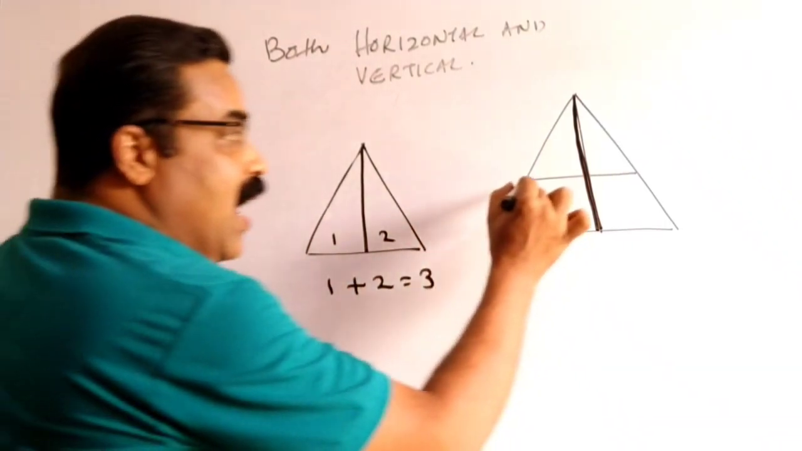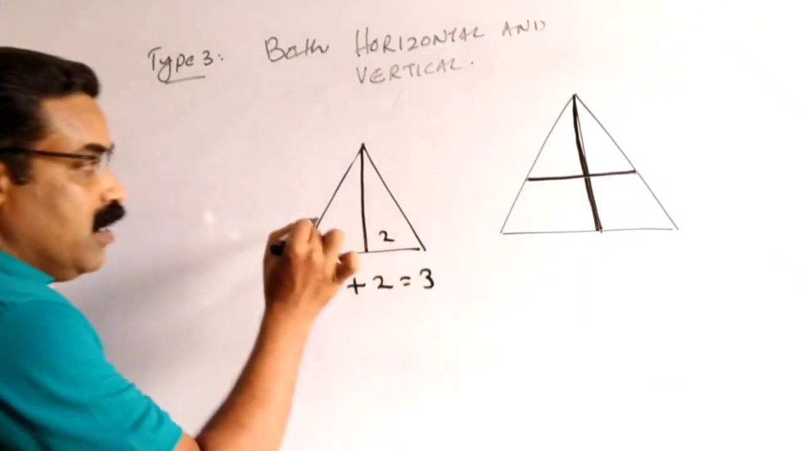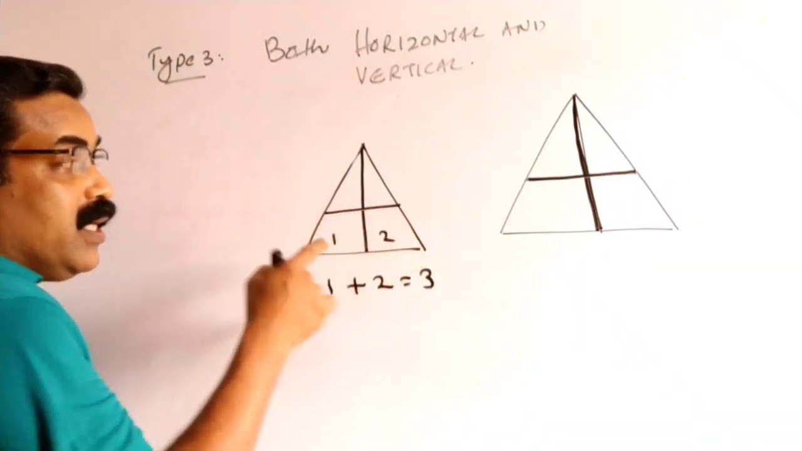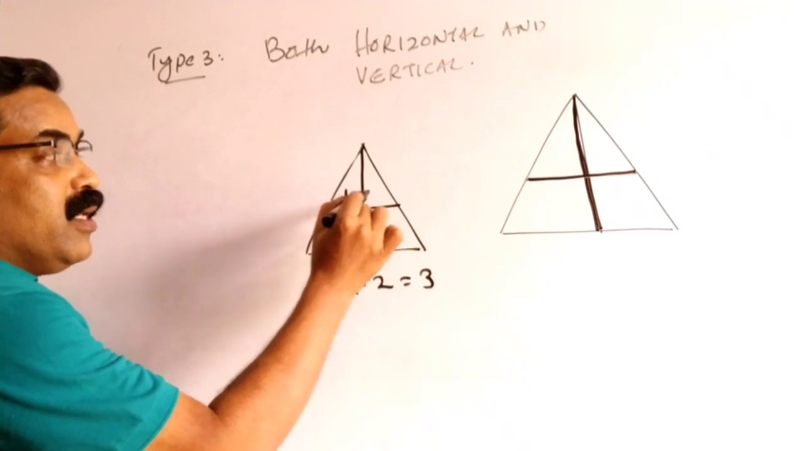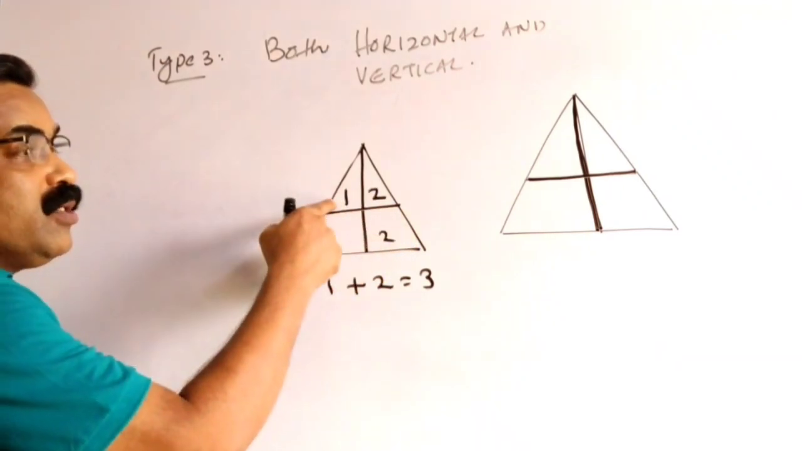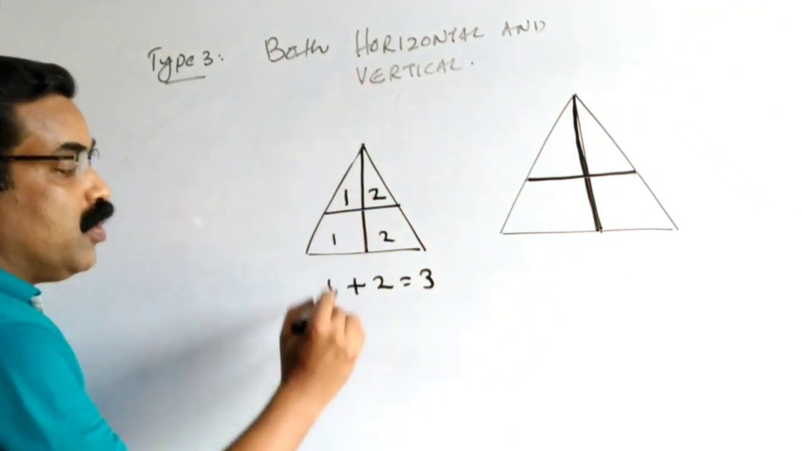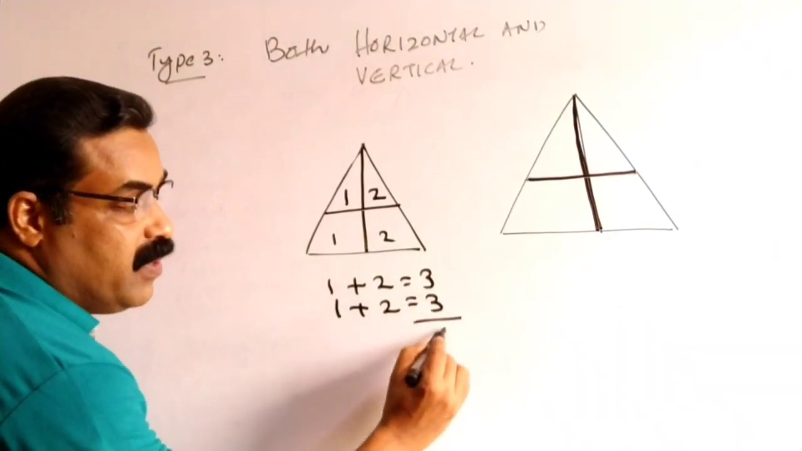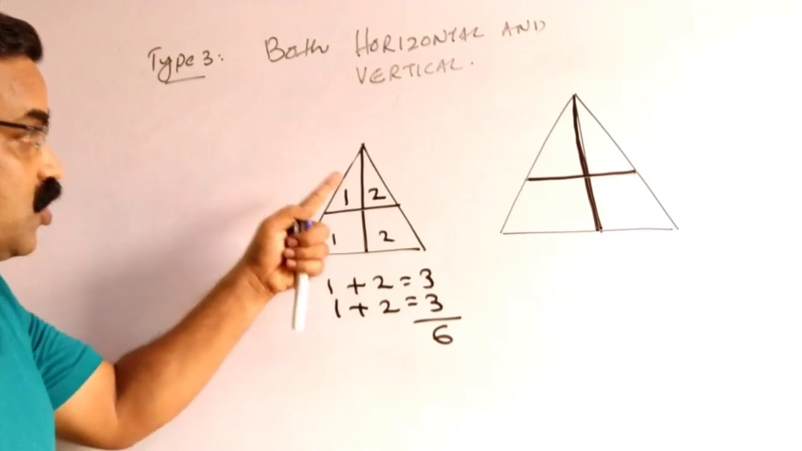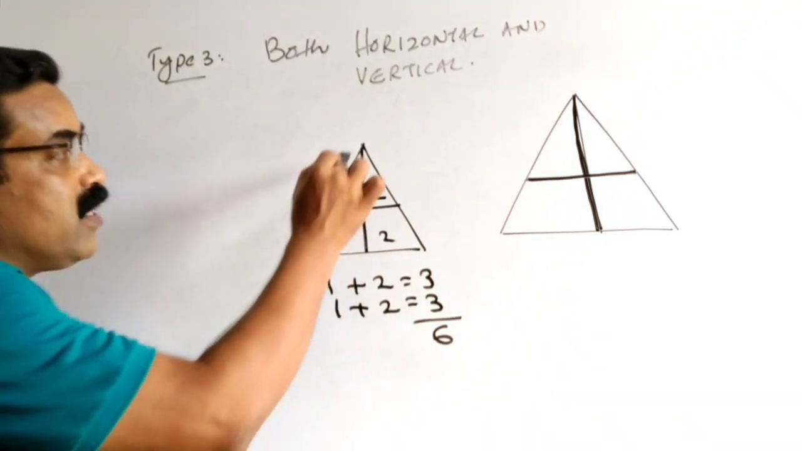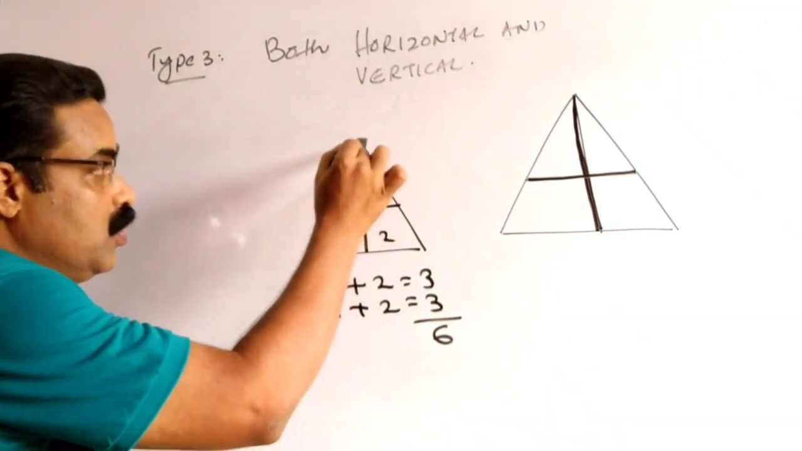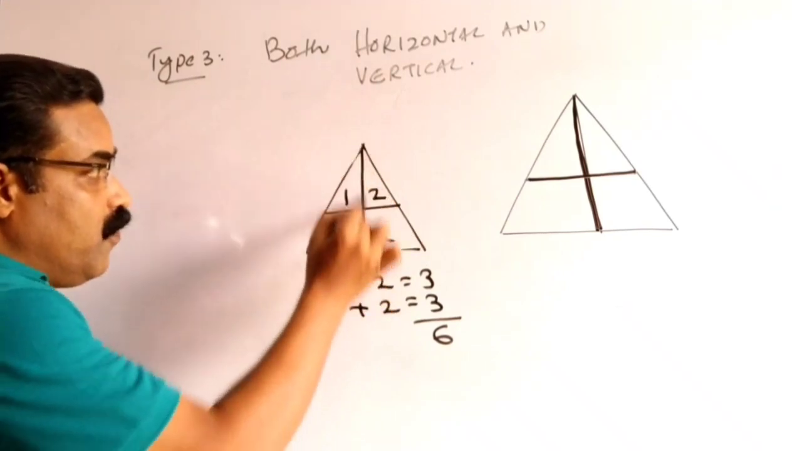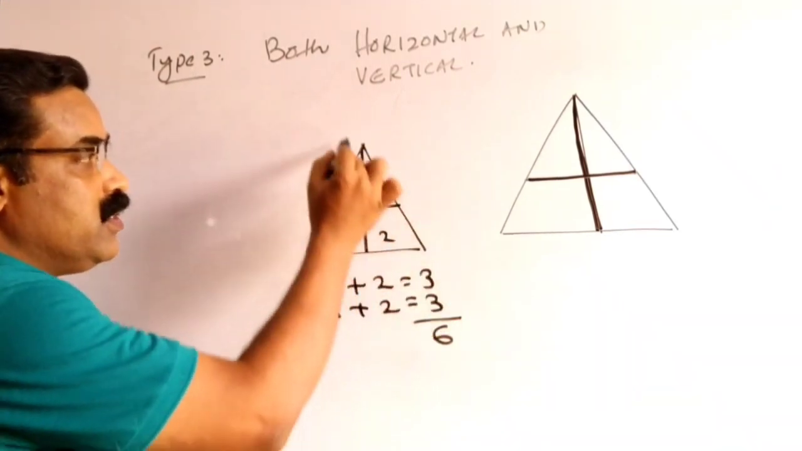But when I add this line also, here also I will get 1 part, here also I will get 2 parts. So this also will give me 1 plus 2 is equal to 3. So my total will be 6 triangles. So 6 triangles are there in this. Which are the triangles? 1, 2, then this full 3, 4, 5 and this full 6.